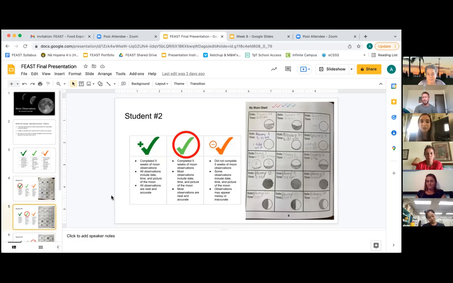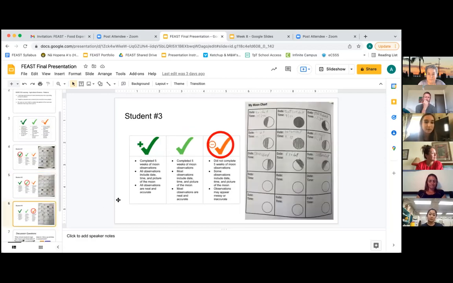And here's student number 2. Student number 2 also did all 5 weeks of observations, but you can see she forgot to write the time in 2 places, on February 3rd and February 6th. So she has most of the times and the dates there, and her drawings for the most part are pretty neat and accurate.